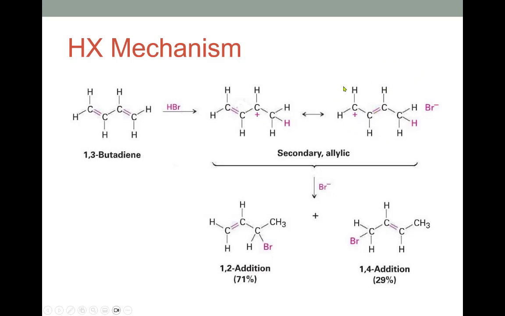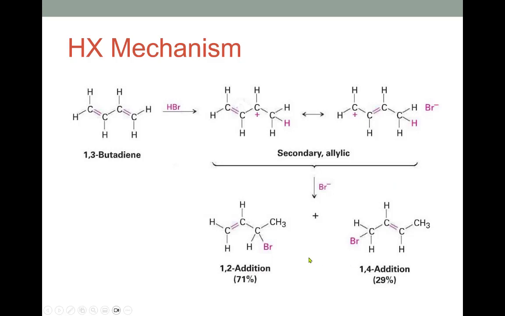In the case where this is the intermediate that has formed, or rather when the intermediate is in this form, if the nucleophile attacks, this is how we get the 1,4 addition. Notice that the double bond has moved. We didn't originally have a double bond between carbons 2 and 3 in the starting material. We do now because of that movement of electrons in the intermediate step. Because this is the less stable intermediate, we do get a lesser amount of that material here.